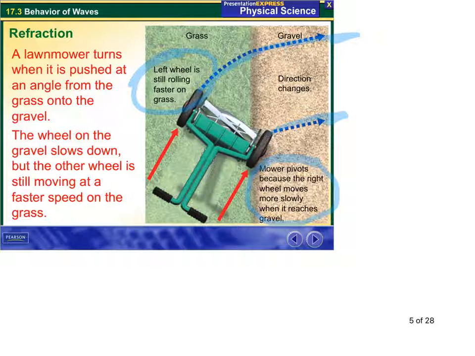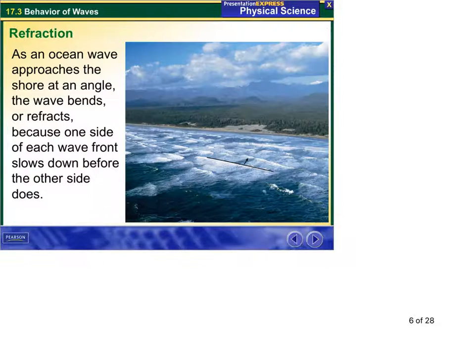You get this effect, illustrated with the lawnmower, on a car. If your car tire drops off the edge of the highway into some gravel or grass or dirt, it's going to change its speed and it can cause your car to veer off. When an ocean wave approaches the shore at an angle, the wave bends, or refracts. Is one side slowing down more than the other?